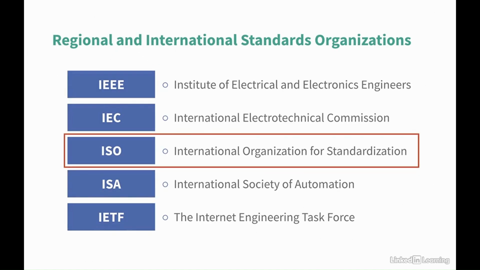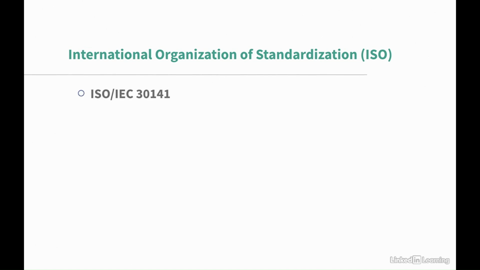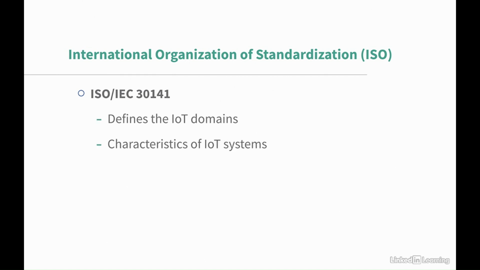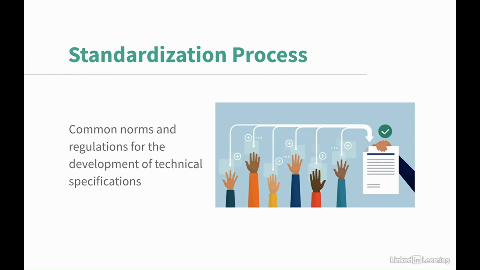Another example is the International Organization for Standardization. ISO standards that are related to IoT are developed as a collaboration between ISO and IEC. An example is ISO/IEC 30141. This standard common norms and regulations for the development of a technical specification.